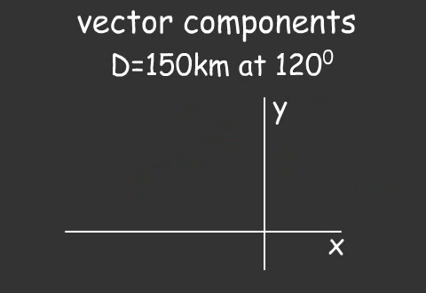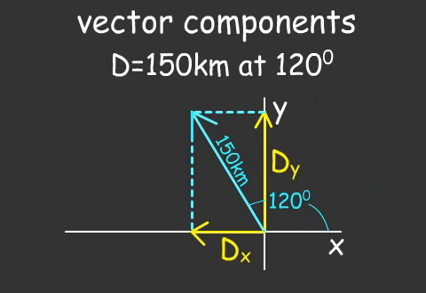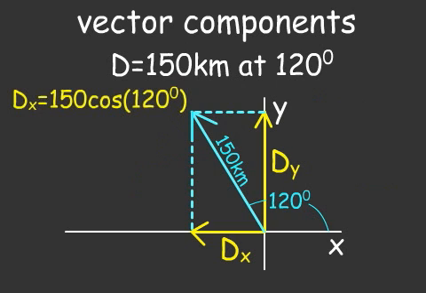A diagram is drawn and perpendiculars are dropped from the head to each axis. The x component is 150 kilometers times the cosine of 120 degrees. Check that your calculator is in the degree mode. The x component is negative 75 kilometers.